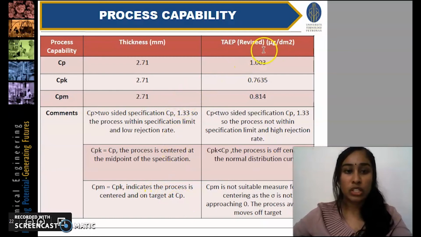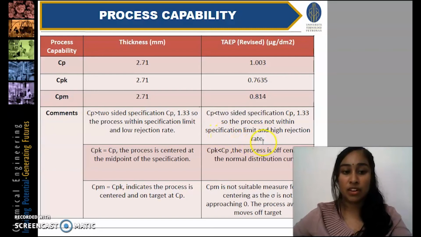Moving on to the total aqueous extractable protein concentration after revised. The CP value is 1.003, which is less than the two-sided specification of CP 1.33. So the process is not within specification limit and has a high rejection rate. This process has to be modified to obtain higher PCR and to compete with other manufacturers.